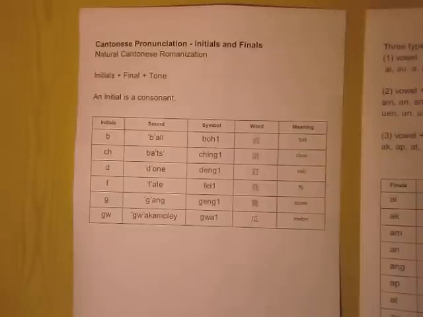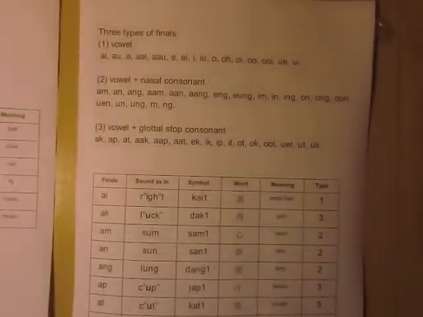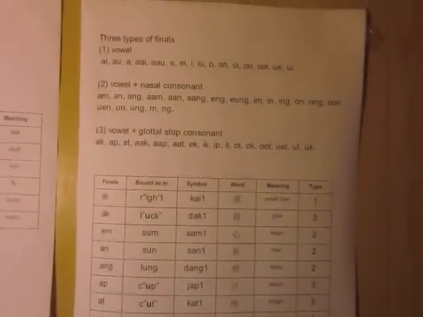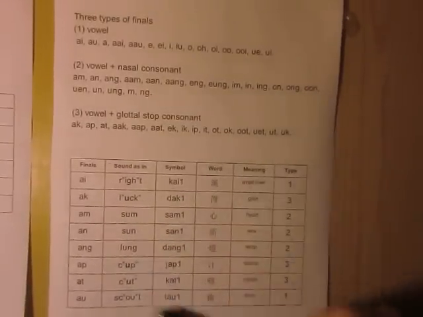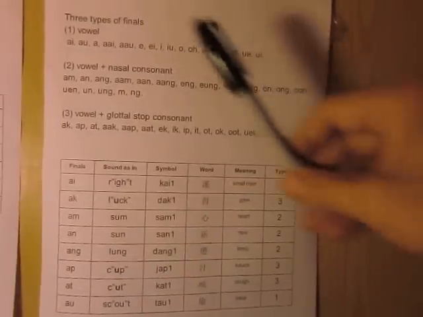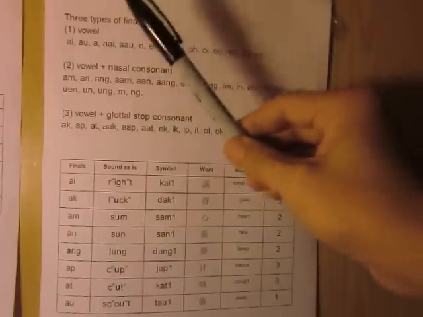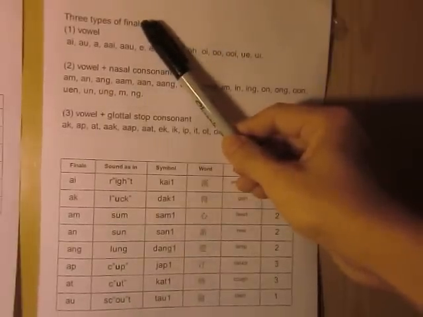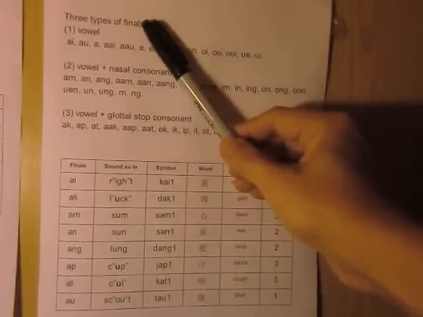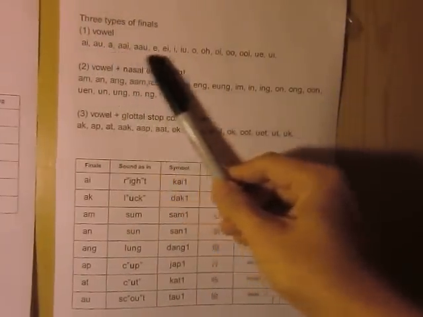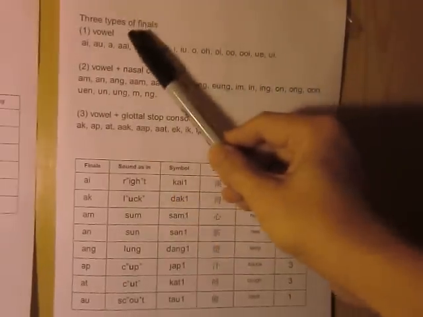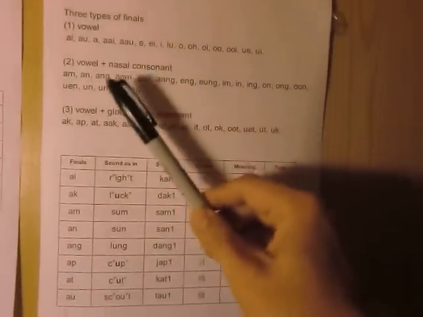But let's move on right now, because I'm going to talk about something that is a little bit more difficult. Here I have an excerpt from my website. It is a partial list of the finals, and I also have explanations here. There are a total of 3 different kinds of finals, exactly 3 kinds. The first kind of final is composed of only a vowel. This is a list of all the finals with only a vowel as its component.